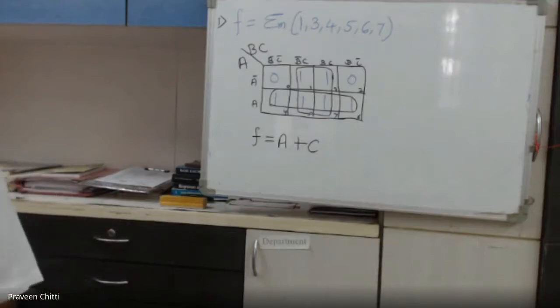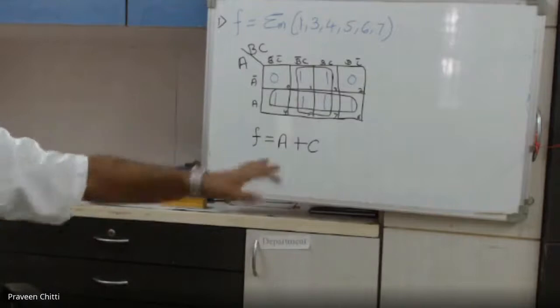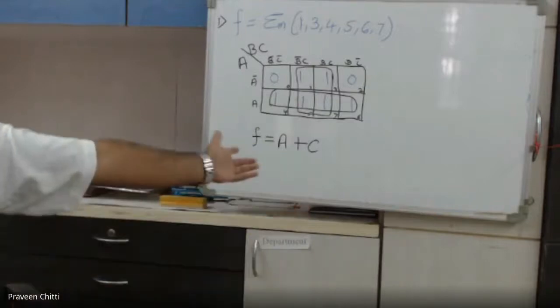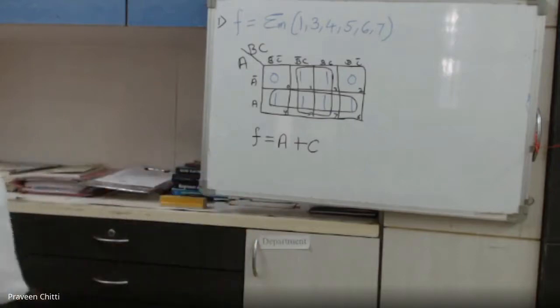So A plus C is the simplified form of the given Boolean expression. So any doubts here? The first simple example I have taken, that's all. A given expression you have simplified using K-map. See, it is very simple. Normally such examples they will be asking for minimum 6 to 8 marks. Is that clear? All of you understood?